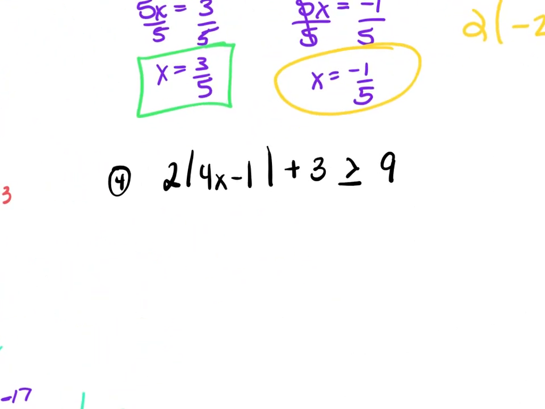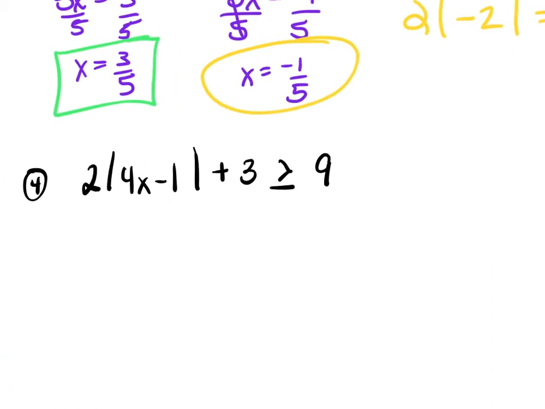All right, looking at number 4. Does your number 4 look like my number 4? If not, make it look like it. First thing I'm going to do is I see this as an inequality, so it's not an equals. I'm going to write down some little notes about my inequality. What do I know? It's an or, and it says greater than or equal to. So when I graph, I'm going to close my dots. I'm going to go in opposite directions.